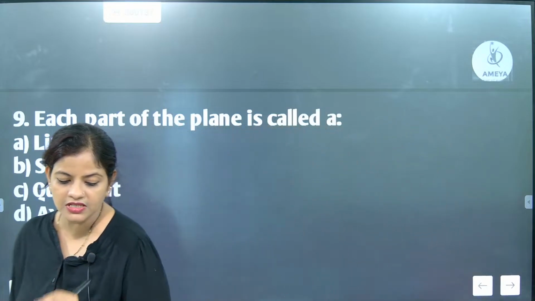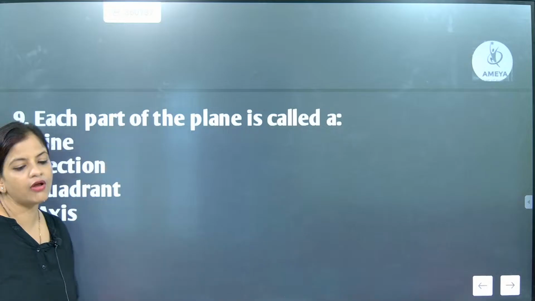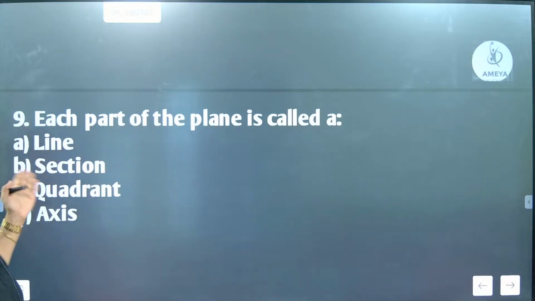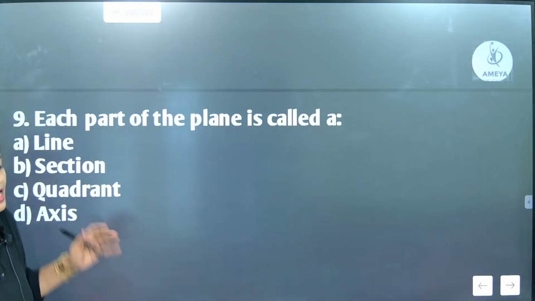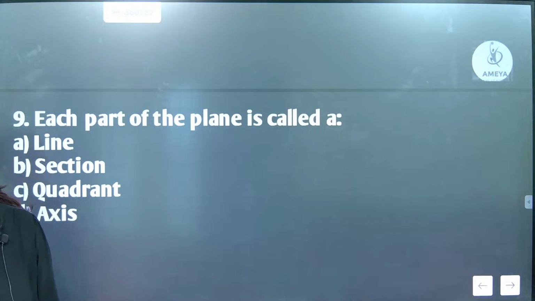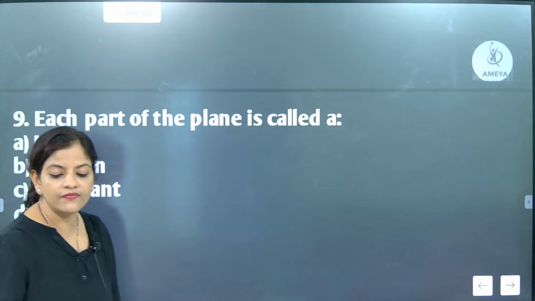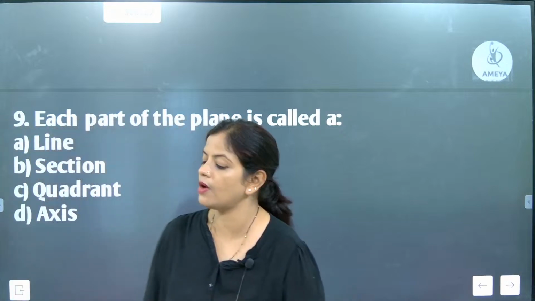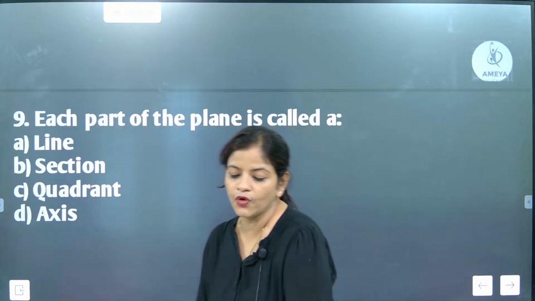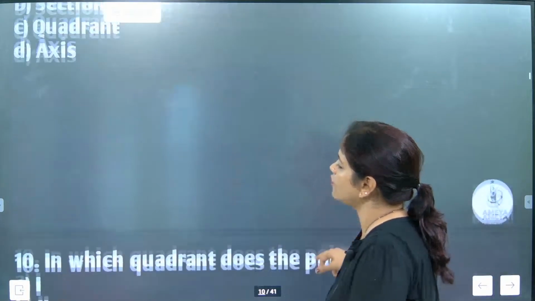It will not be considered as a line. The line will be drawn in that. But the third is section. No, it is not considered as a section also. What is it called? Quadrant. And how many quadrant names have we written? Four quadrants. Okay. Shall we go for the next one?